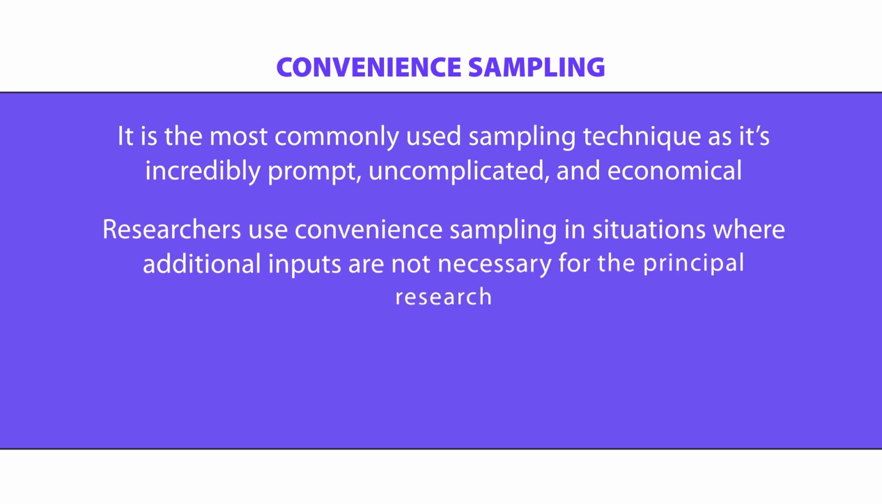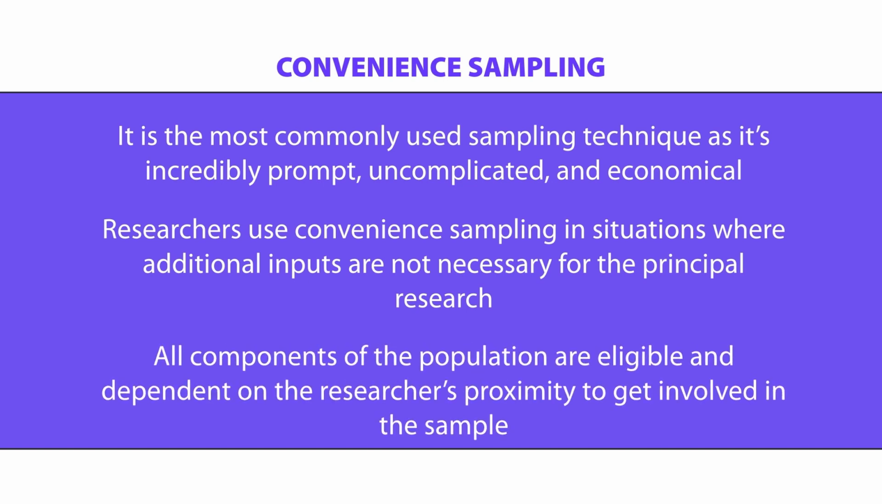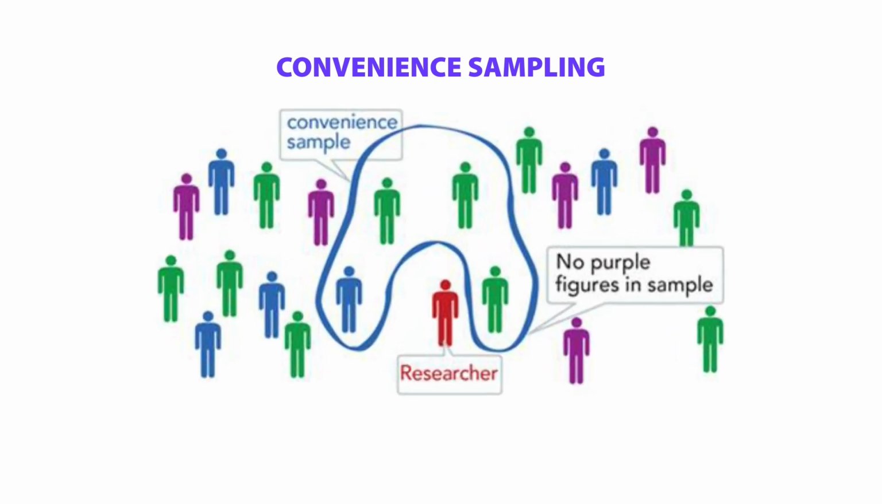Researchers use convenience sampling in situations where additional inputs are not necessary for the principal research, and the components of the population are eligible depending on the researcher's proximity to get involved in the sample. So we have seen how the researcher took no purple figures in the sample. He had just taken the sample which is away from the purple colors. So this is convenience sampling.